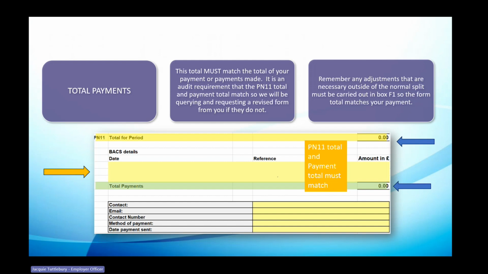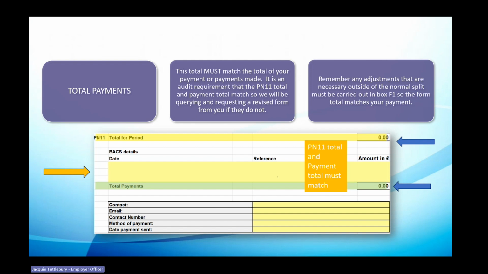Otherwise, we'll need to contact you by email and request a revised PN11, or for the payment to be corrected if the PN11 figure is correct. One thing to draw attention to is that if you include an adjustment in... sorry, no, I've made a mistake there. That's not relevant at that point, so excuse me. But basically, yes, those two must match.